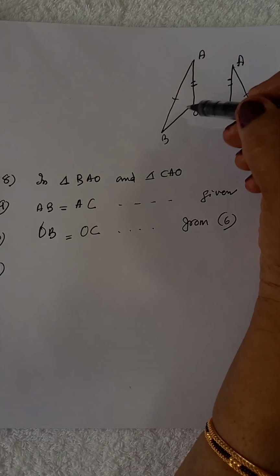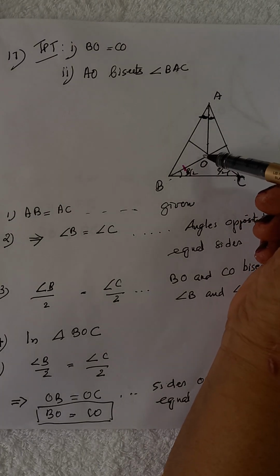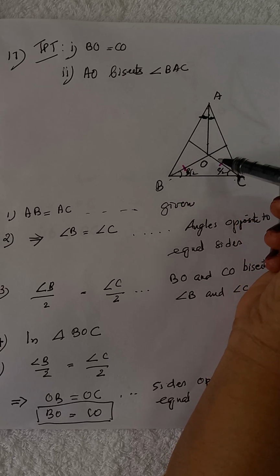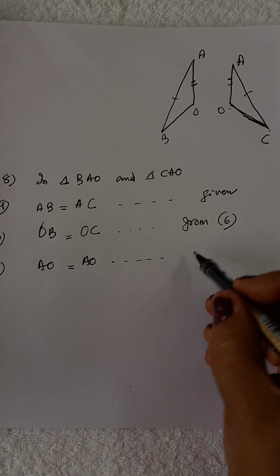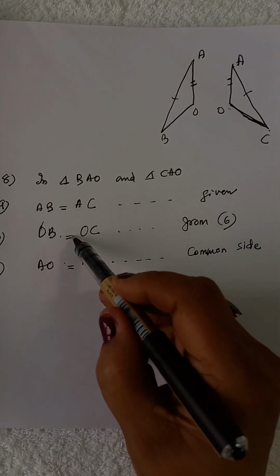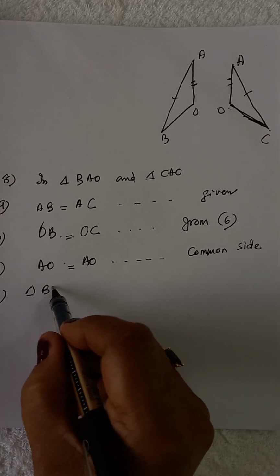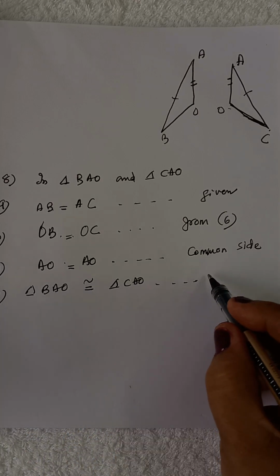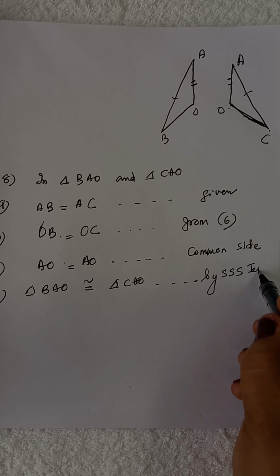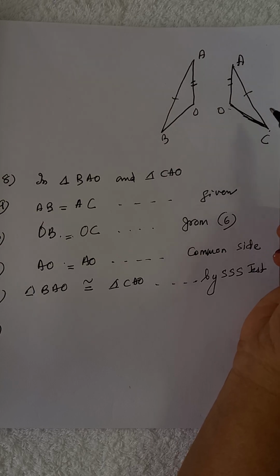Now 11th point, in both the triangles we have AO, that is common side. This AO common to this triangle and this triangle. So we can write AO is equal to AO. Reason is common side. So here side, side, side. So what we can arrive? We can see that triangle BAO is congruent to triangle CAO by SSS test. So these two triangles are congruent means all their corresponding sides and angles also will be congruent, that is equal.